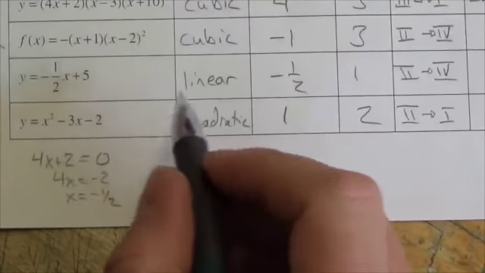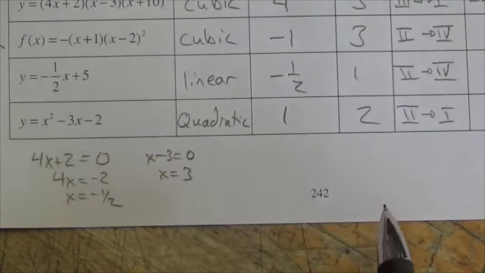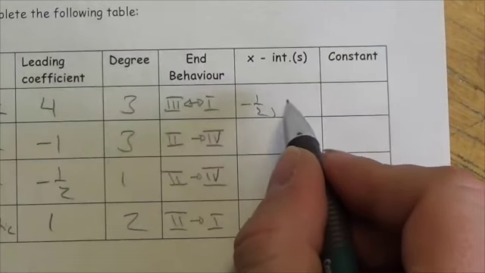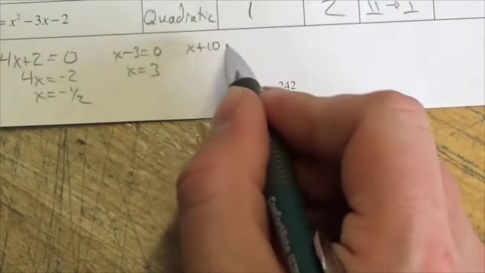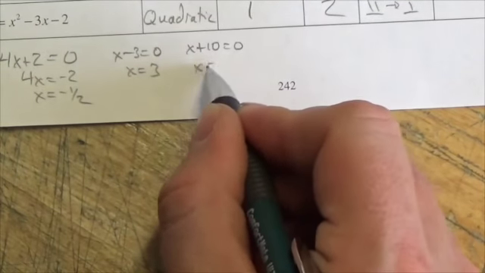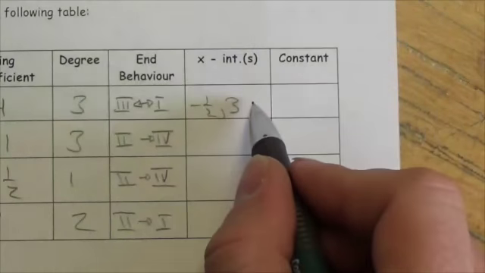Then I had x minus 3. That equals 0 when x is equal to 3. So another one of my x-intercepts here is going to be 3. And then we had x plus 10 equal to 0, and that's going to go to 0 when x is equal to, whoops, sorry, almost couldn't see it, negative 10.